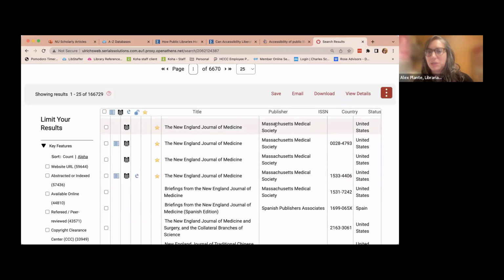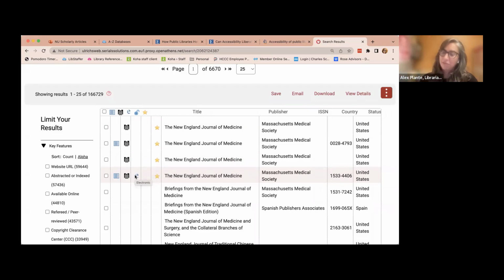You can see it's published by the Massachusetts Medical Society. You would imagine something called the New England Journal of Medicine would probably be published up there. And right away, you can see a bunch of stars. So these have all been reviewed. These all are refereed. You've also got a table of contents, and you've even got an electronic version down here.